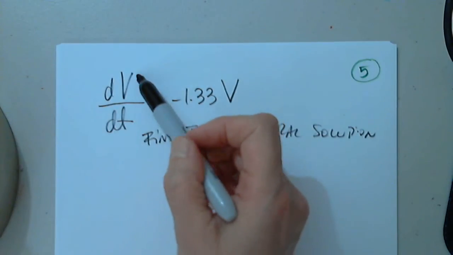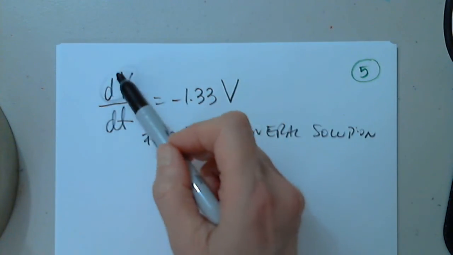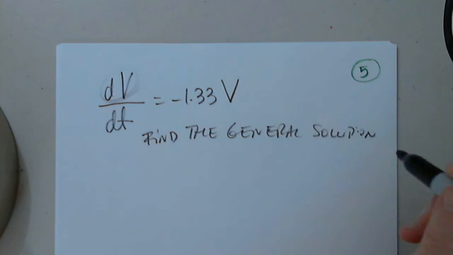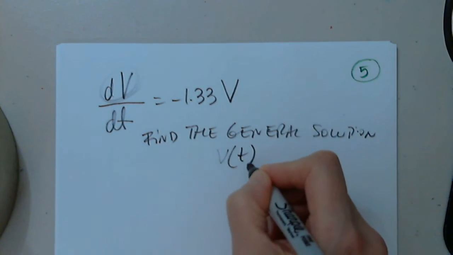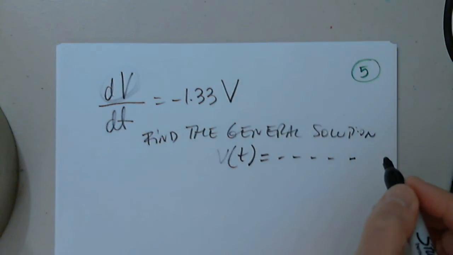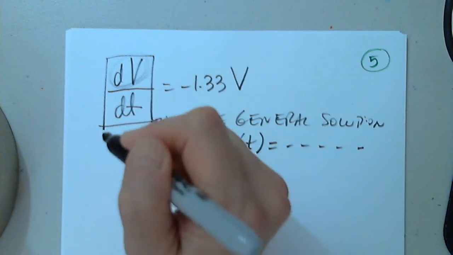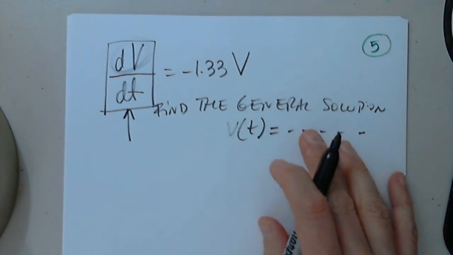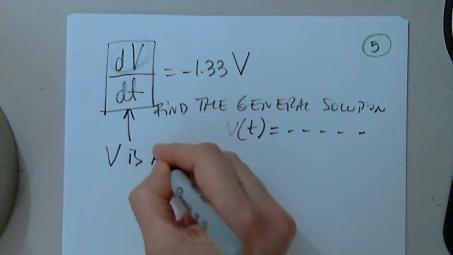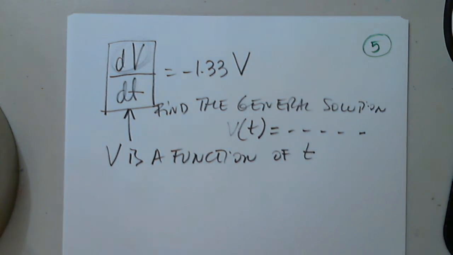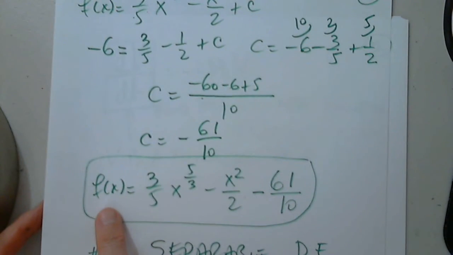What does this mean? Of v, of course. How do I know? v is a function of t. So of course we are trying to find the general solution, v of t, whatever it is. How do I know again? From here. This notation specifically tells me v is a function of t. What does it mean to solve a differential equation? Find the function.